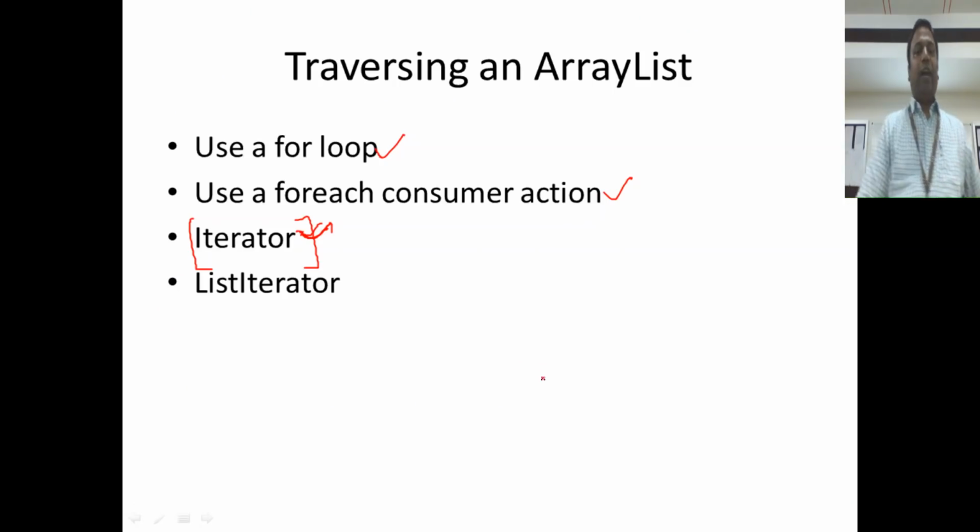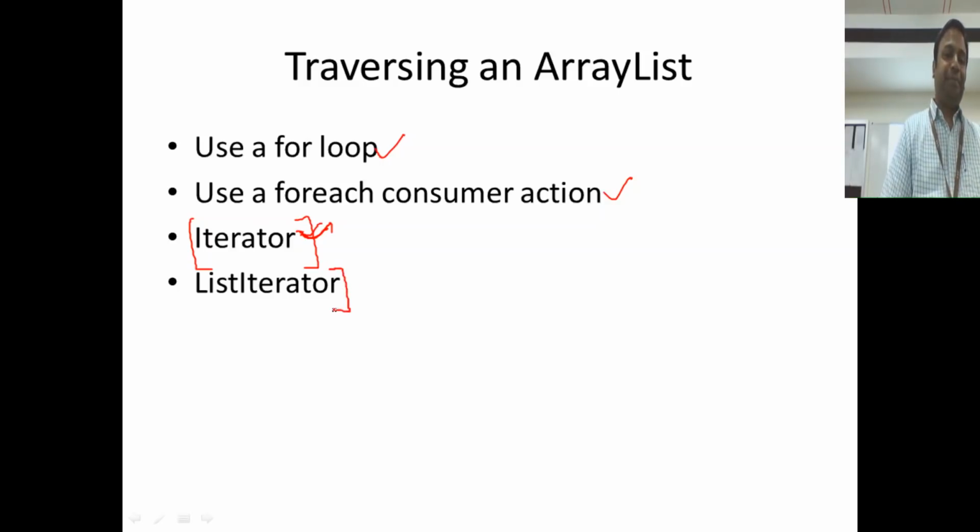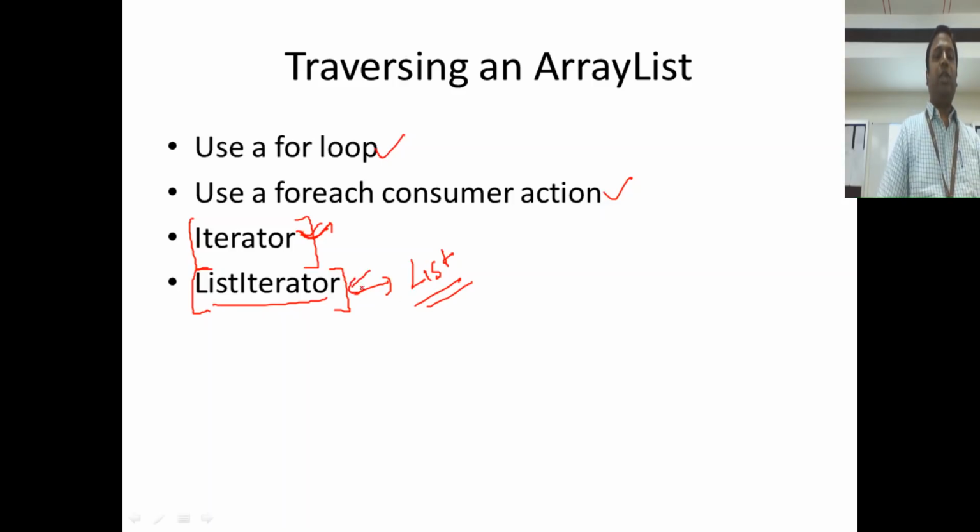So you have a list iterator. What is this list iterator? It is very specific for collections that are of type lists. What are the collections that are of type lists? Array list is a list collection. So you can also use a list iterator.